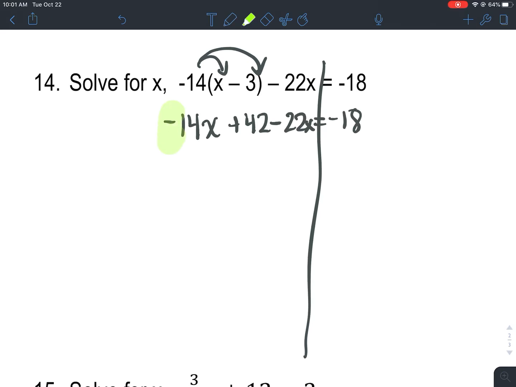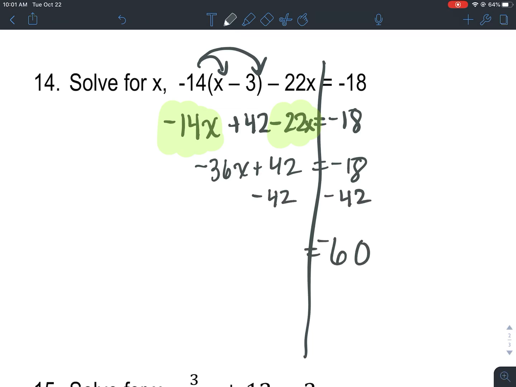And then we're going to go ahead and combine like terms. And that is going to be negative 36x plus 42 equals negative 18. Subtract 42 on both sides. So you get negative 60. Be careful there. Make sure you don't double negative it. It's just negative 18 minus 42.